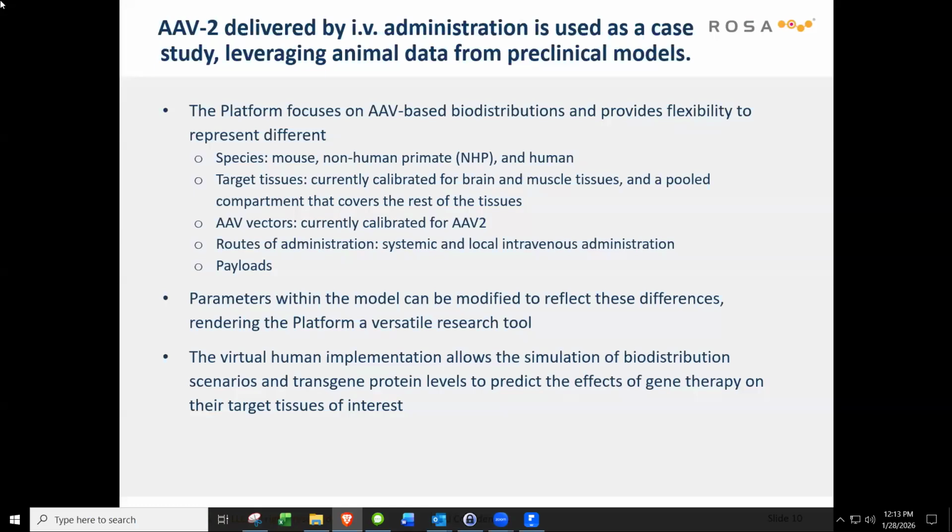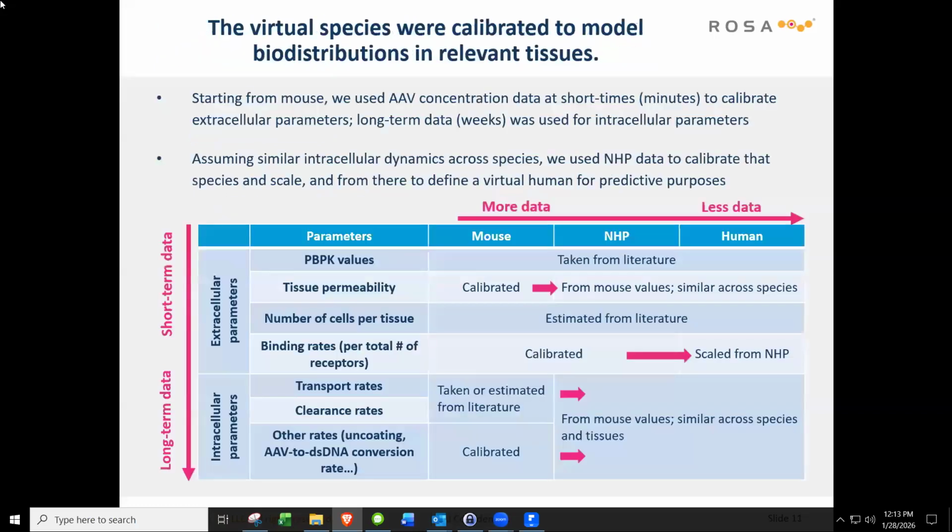Now, for the virtual human, we perform qualitative simulations, but the platform can represent it by scaling from other species or by using human data, of course. We can simulate biodistribution, and we can predict the transgene protein levels in different target tissues.